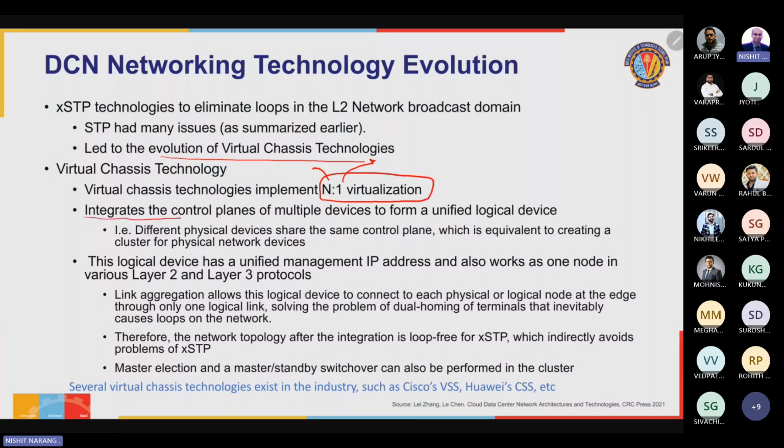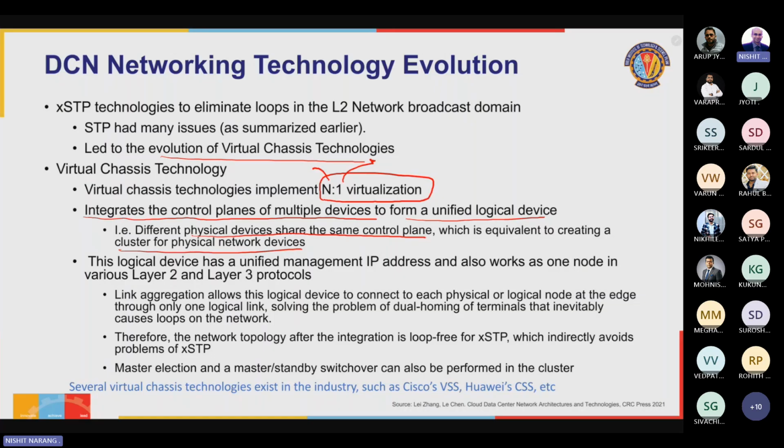As I've said, it integrates the control planes of the multiple devices together to form one unified logical device. Basically the different physical devices share the same control plane. It's equivalent to saying that I've created a cluster of the physical network devices, increasing the capacity, making it a bigger switch. Now, because I'm treating the virtual chassis as a unified device, what other network architectural changes do I have to bring in?